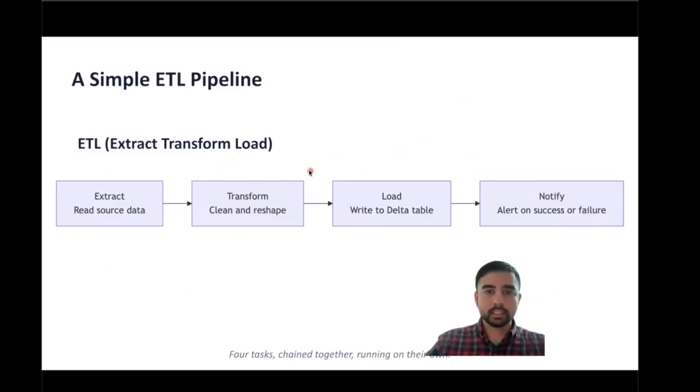And here is a simple ETL pipeline. ETL means extract, transform, and load. It's a very common pattern in data engineering. Task one is to extract: read the source data wherever it's coming from. Transform is to clean and reshape that data using the DataFrame skills that we learned in episode 4. And load is to load the data into a Delta Lake table using what we learned in episode 5. And notify is alerting on success or failure.